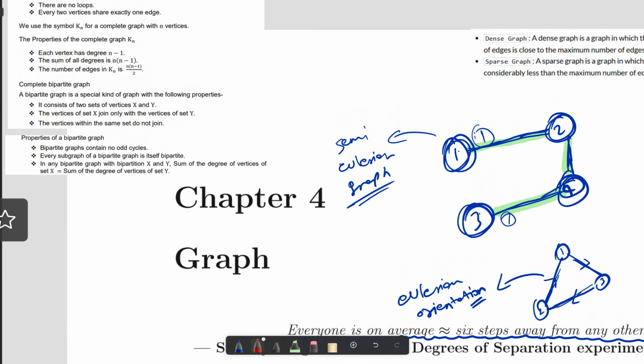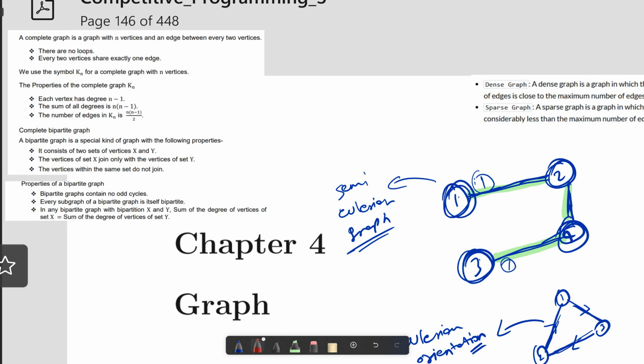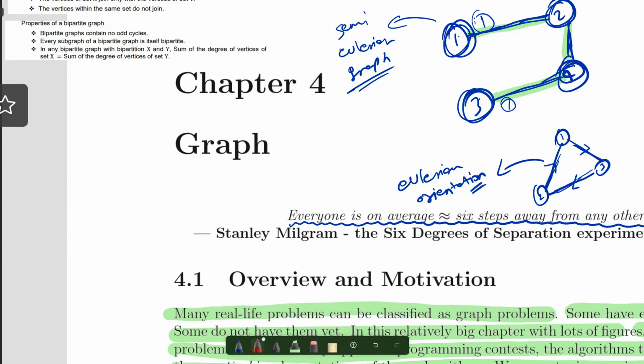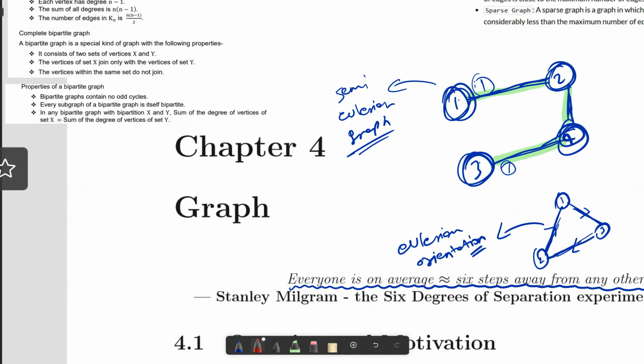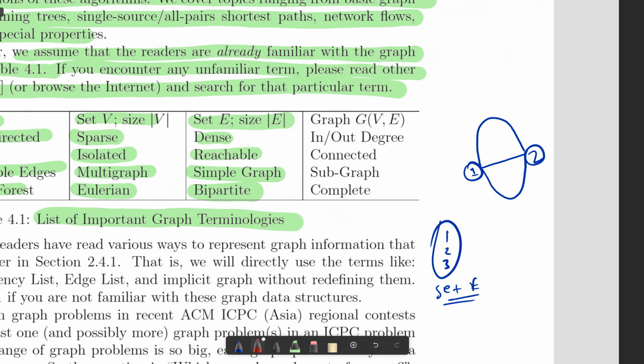So these are the three properties of the bipartite graph. It has no odd cycle. Every subgraph of a bipartite graph is itself bipartite. In any bipartite graph with bipartition X and Y, the sum of the degrees of vertices of set X is equal to the sum of degrees of vertices in set Y, obviously, because X is connected to Y, so Y is also connected to X. This only means that, okay. So now let's move on to the next thing.